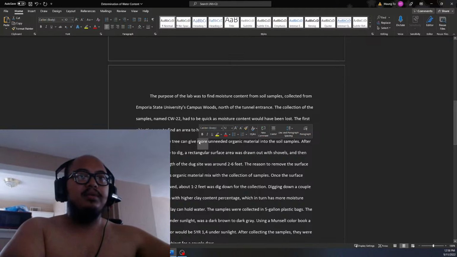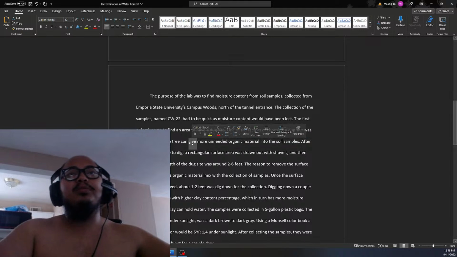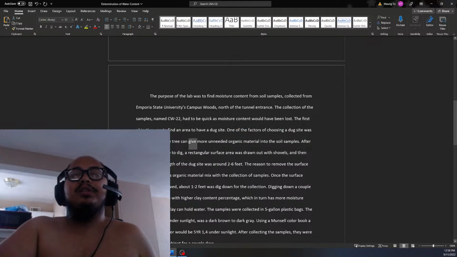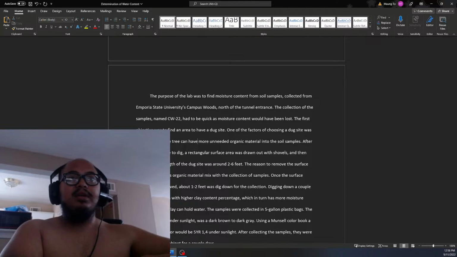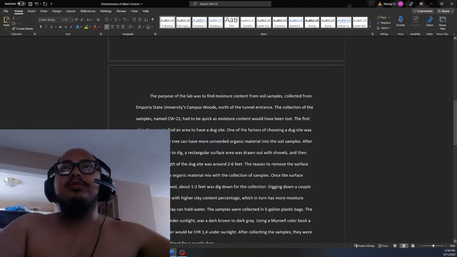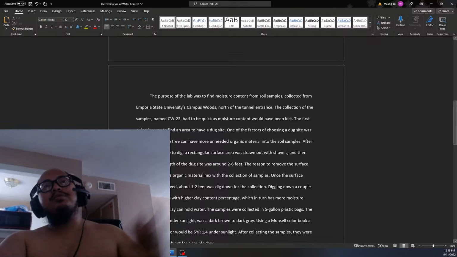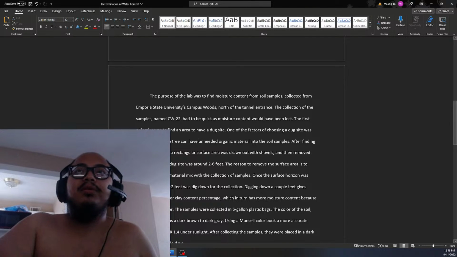Can give. I don't like the word give in this sentence. Roots of the tree, it doesn't make sense. Roots of the tree can cause more unneeded. Can have more unneeded. Roots of the tree can have more unneeded. Can have unneeded organic material.